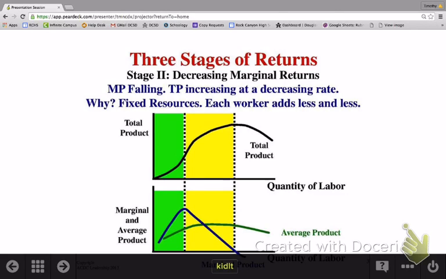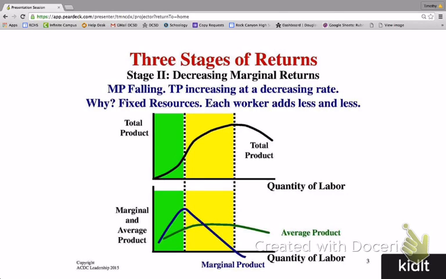In stage 2, the firm experiences decreasing marginal returns. In this portion of the curve, you can see marginal product is falling. Total product is still increasing, but it's increasing at a decreasing rate. Why is that? Because in the short run, resources are fixed. Each worker adds less and less to total production than the previous worker.